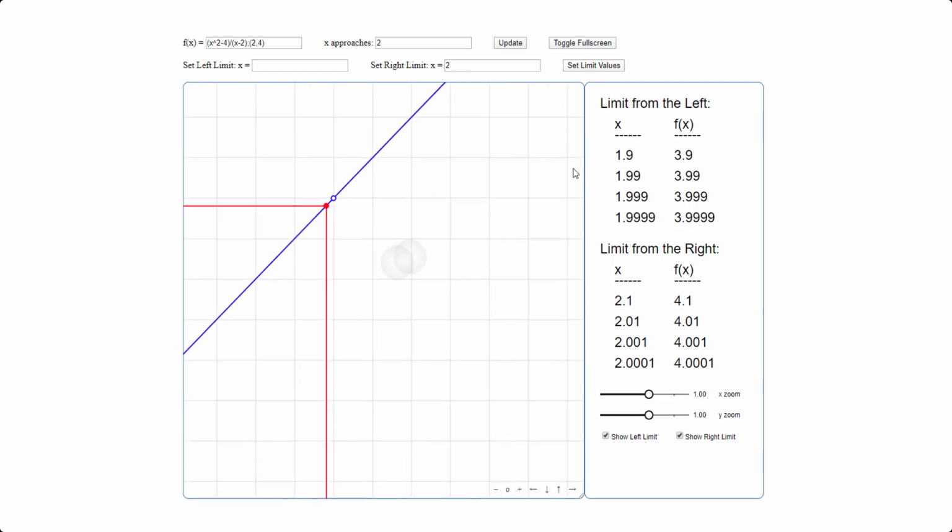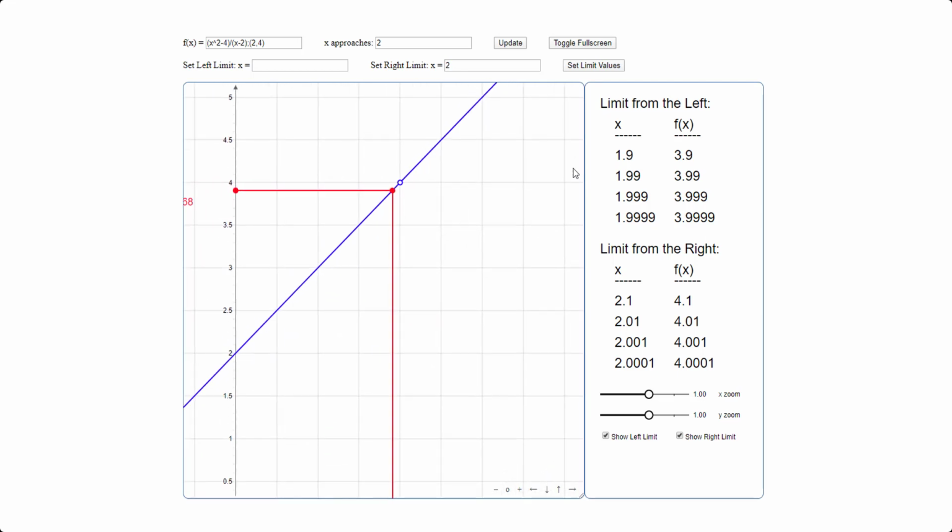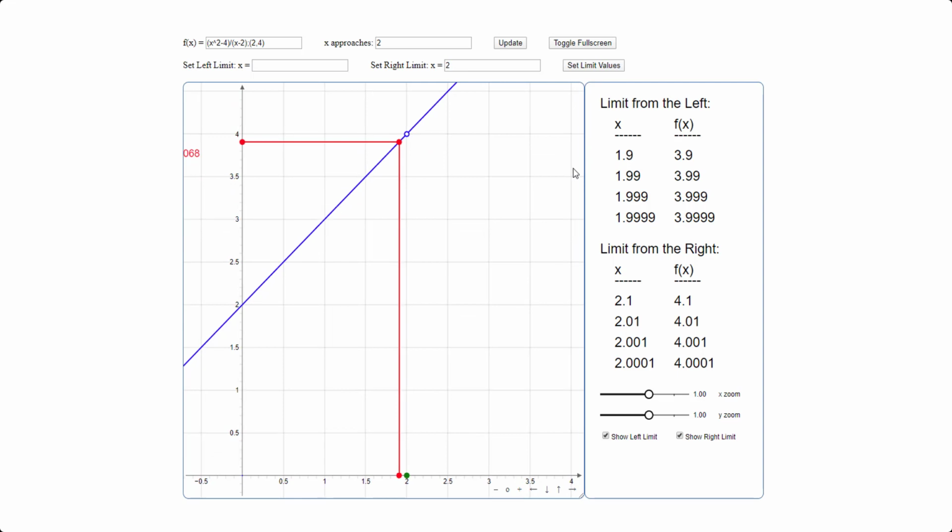So if I zoom in a little bit more, it's undefined there, so I can't evaluate it right at 2. But I can get really close to 2. In fact, I can get infinitely close to 2. I just can't equal 2. That's the problem. But on both sides, these values are limiting to the number 4. So on the left-hand side of 2 and the right-hand side of 2, they're limiting to the value 4.